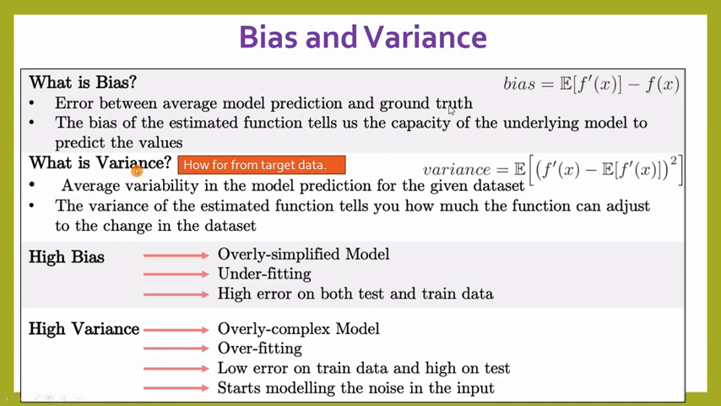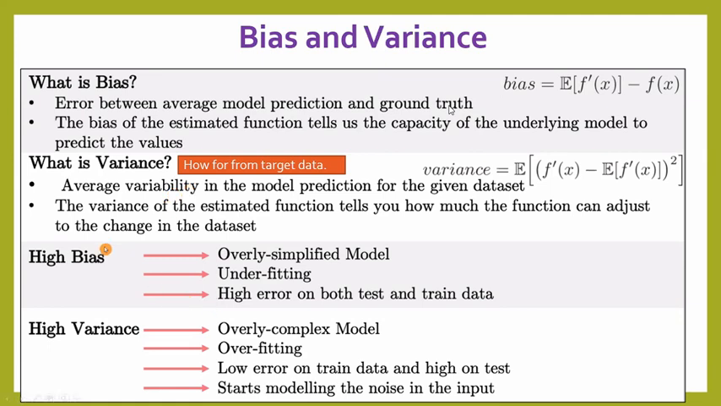Now, variance is just how far your output is from the target. It is a calculation of how far from the average the model predictions are for the given data set. The variance of the estimated function tells us how much the function can adjust to a change in the data set. So if you change the data set, it will show high error. If you keep the data set static, it will give you good results. If the data is the same, it can even show the highest errors. So this is possible. Otherwise, it will be perfect.